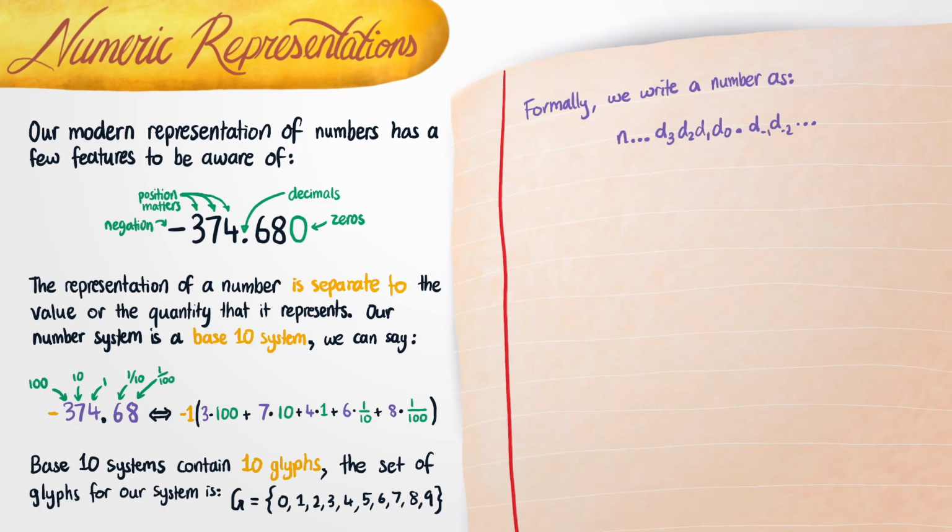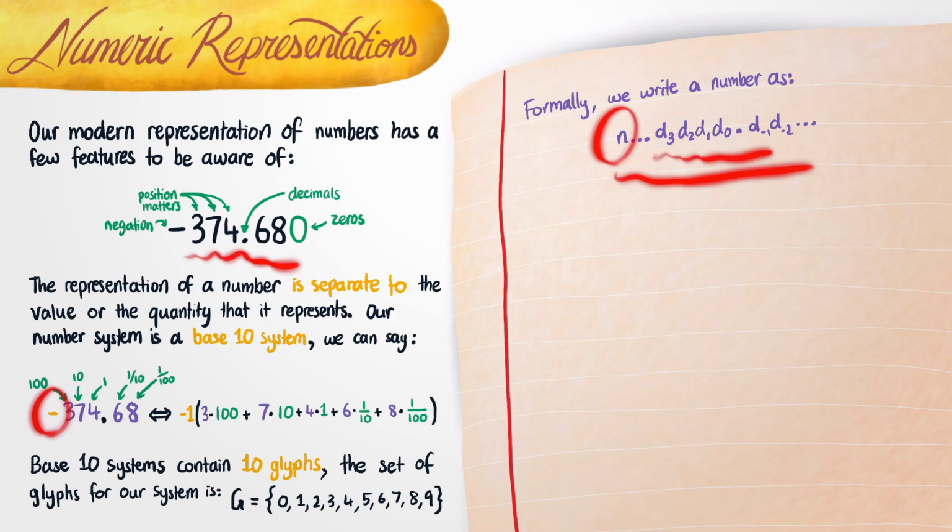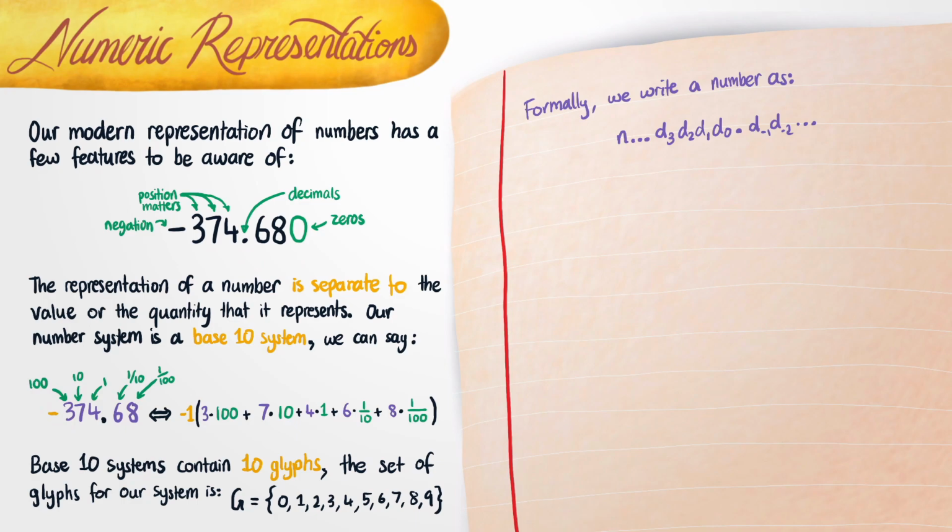If I wanted to be formal about the way we're writing numbers, like I wrote over here, then we can say that we write numbers in this format over here. This n just represents the fact that you can have -1 at the beginning, and then all of these d's represent the different digits. So for example, if we wanted to write this number over here in this format, we'd say that n is equal to -1 because it's a negative number.